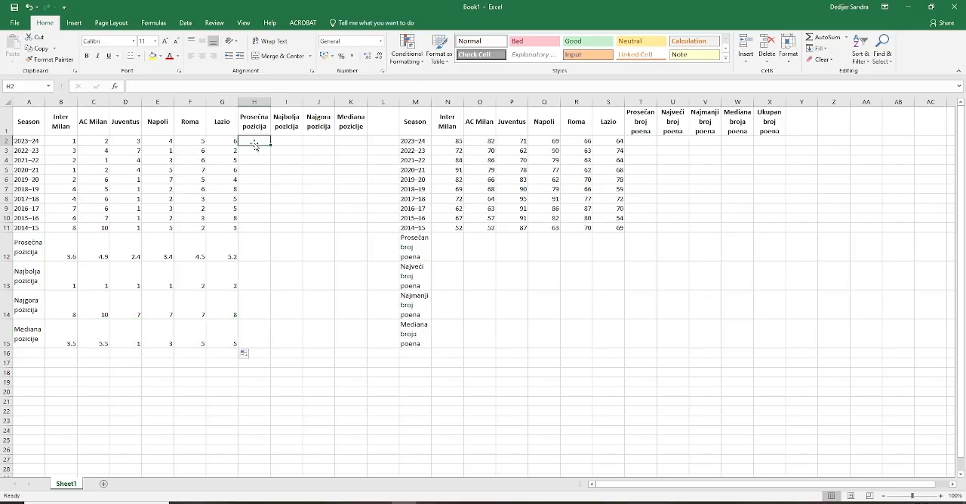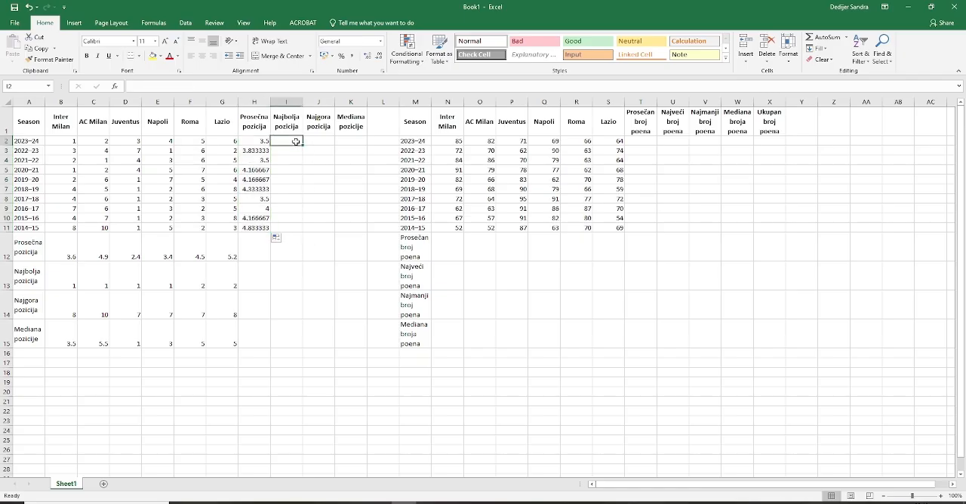If we observe these teams as a group of top clubs, we first calculate their average position for all seasons using the formula equals average, but this time from B2 to G2. We apply to all other seasons by dragging. We apply the formula. We notice that in 3 seasons, these teams were in the top 6 positions.